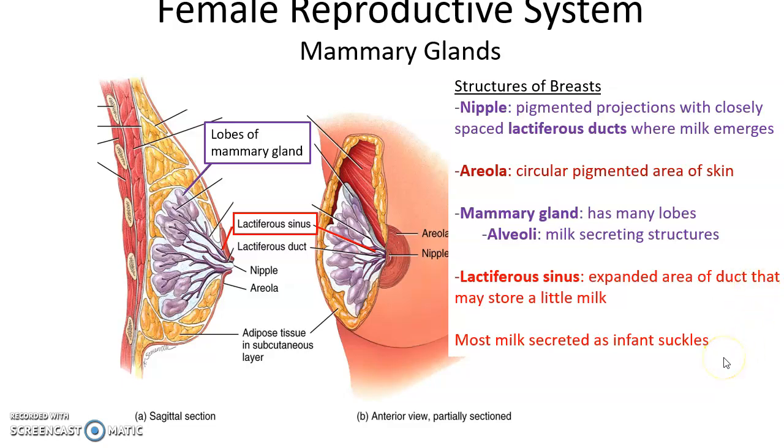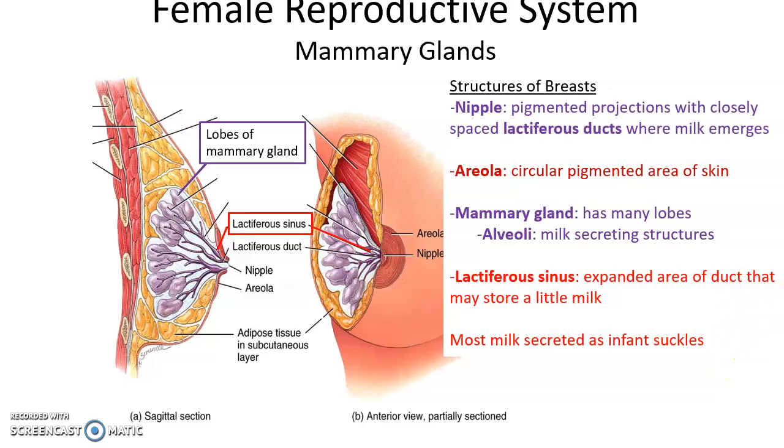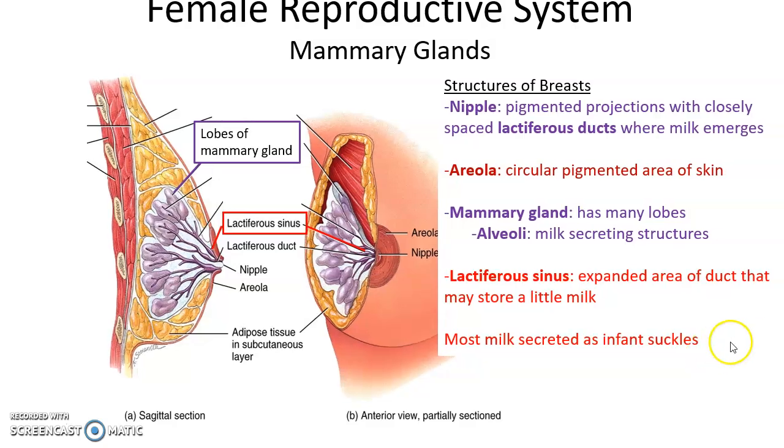All right, the mammary glands. The mammary glands are the structures that produce and synthesize the milk needed by the infant. We have, of course, the nipple. The nipple is the pigmented projection that sticks out, and within it are closely spaced lactiferous ducts, little openings where the milk will emerge.